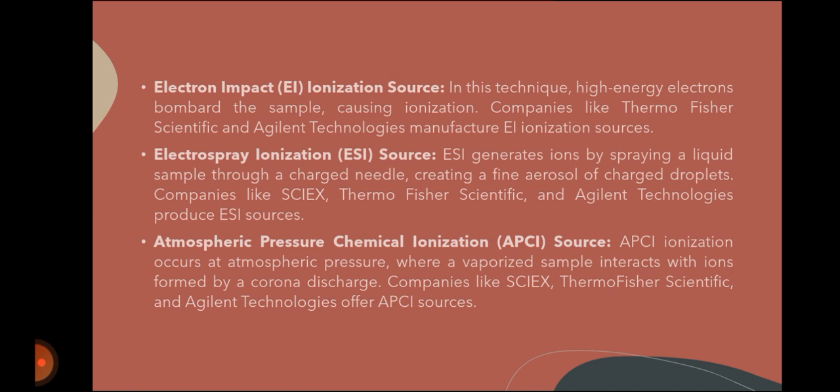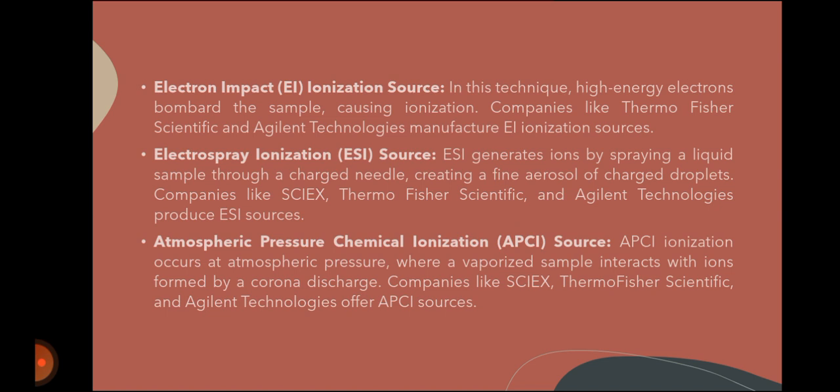There are several types of ionization source: electron impact ionization source, electrospray ionization source, and atmospheric pressure chemical ionization source. The first of them is the electron impact ionization source. In this technique, high energy electrons bombard the sample, causing ionization. Companies like Thermo Fisher Scientific and Agilent Technologies manufacture this ionization source.